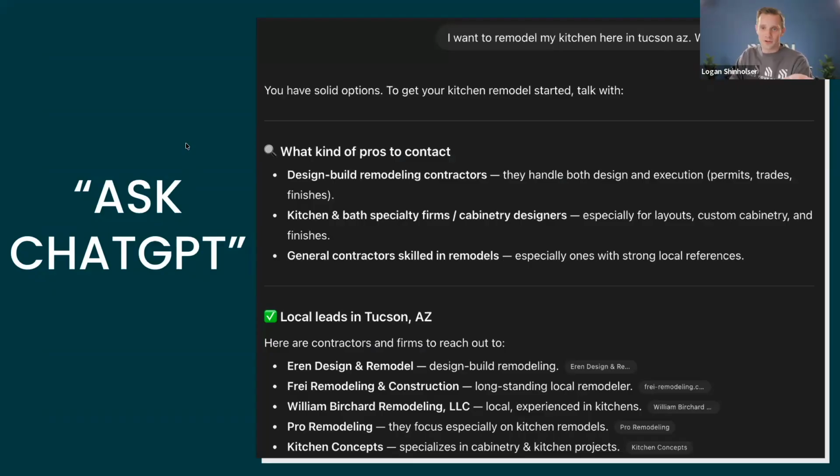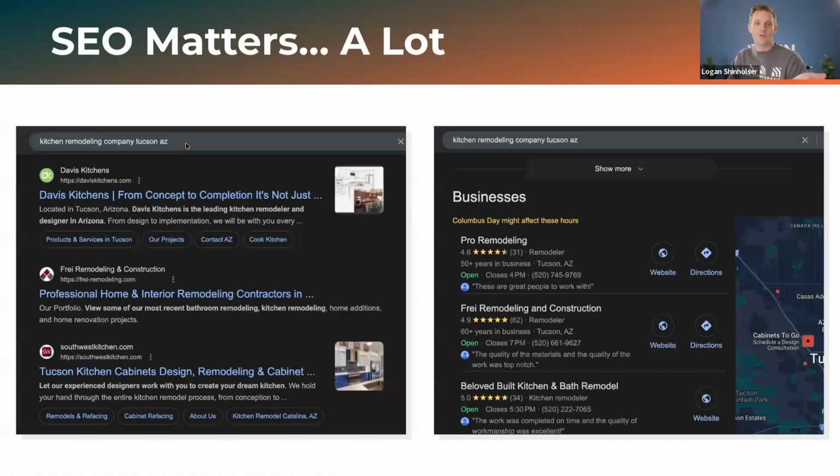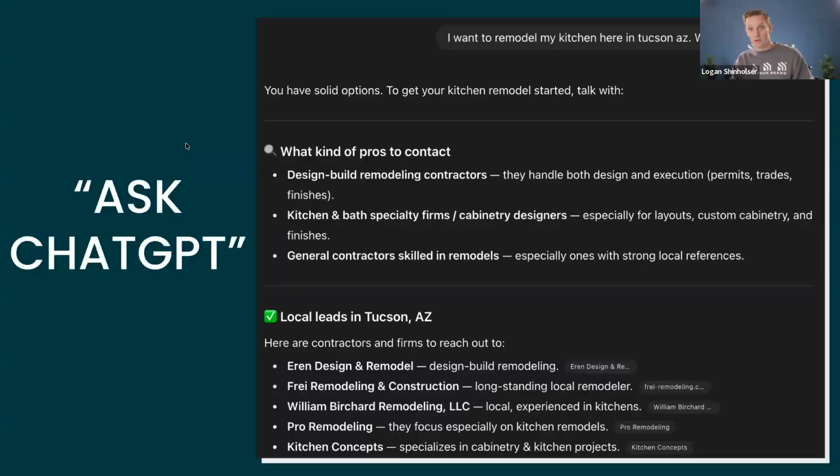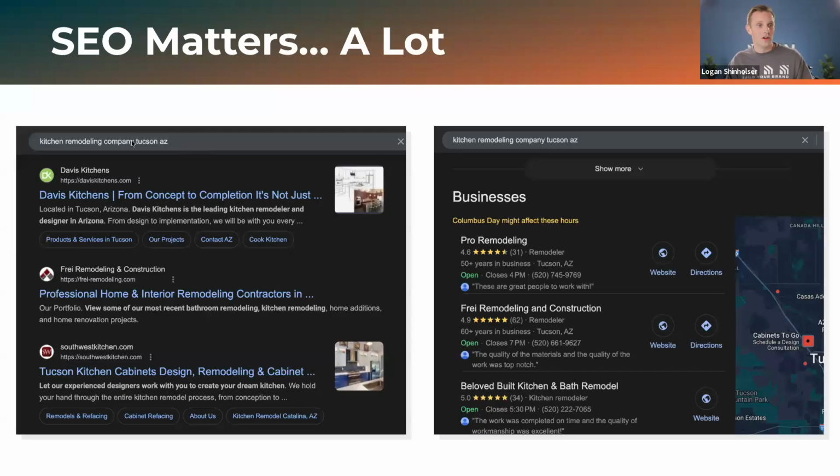Realistically, what this means is if you're asking ChatGPT, SEO matters a lot for this. Because for that same thing, in this case "I want to remodel my kitchen in Tucson, who do I talk to?", both of these are kitchen remodeling companies in Tucson. He's showing up in both spots because the AI wants to make sure this is legitimate, that we're able to find these people. So ultimately, if you're not able to get found in Google, you're not going to get found in AI.